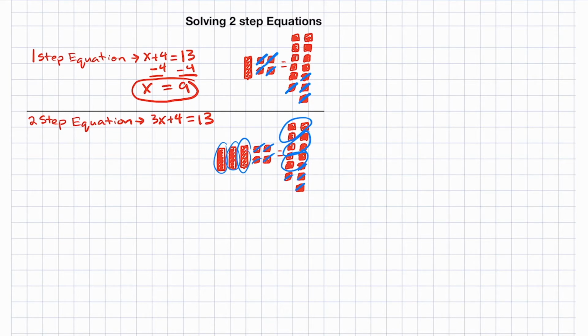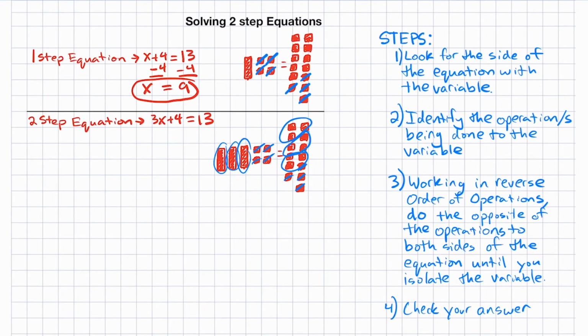If we were to actually think about steps and put this into words, these right here would be the steps that I would use when I'm solving two-step equations. I'm going to first look for the side of the equation with the variable. For all of these, we're going to have the variable on one side. If you had the variable on two sides, you would have to do some work to make it so it's only on one side, but we're not going to go into that in this video. So I've got my variable on the left-hand side, and now I'm going to identify the operations. Step 2, identify the operations being done to the variable. We can see we are both adding 4 and multiplying by 3.